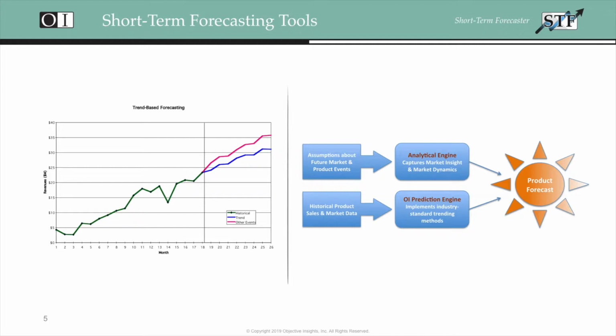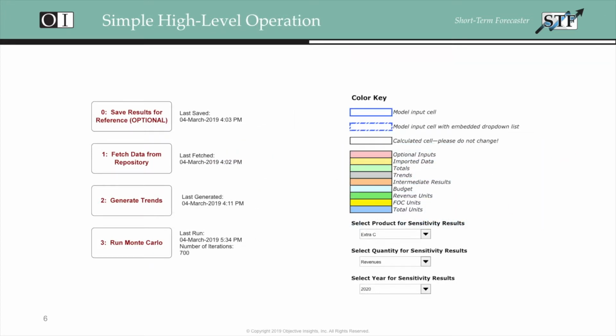If you look at the bottom of this graph, we take historical product sales and market data, and we put it through the OI Prediction Engine, and from that we get industry standard trends. Then, if we have any other events that we want to add, we add assumptions about future market and product events, and those go in through what's called the analytical engine. Together, the trend and the other events create the product forecast.